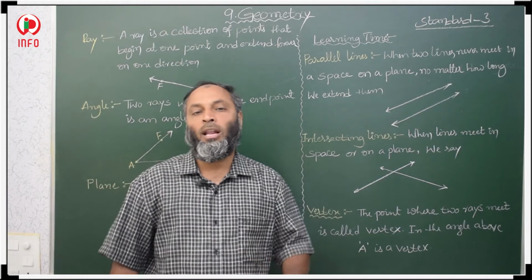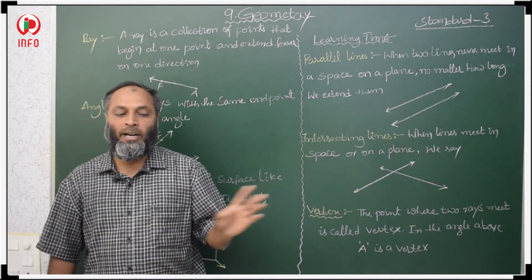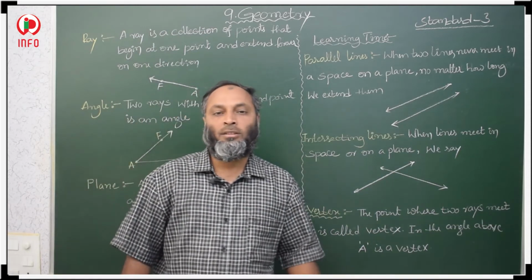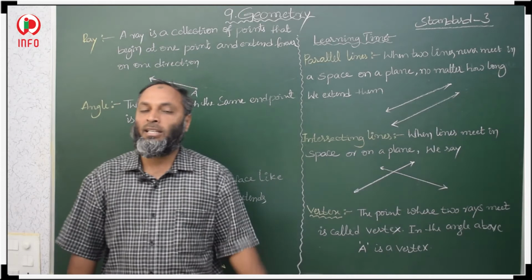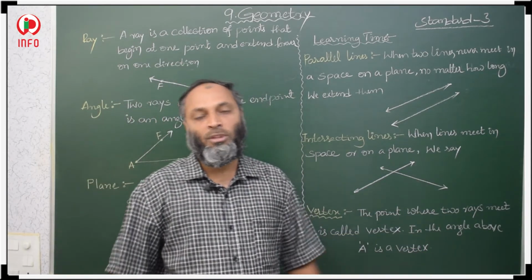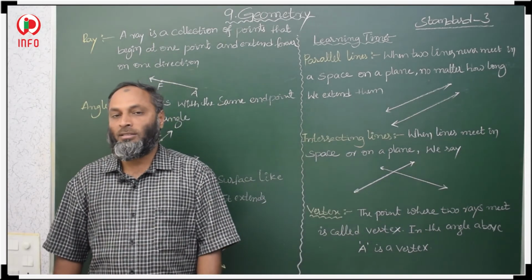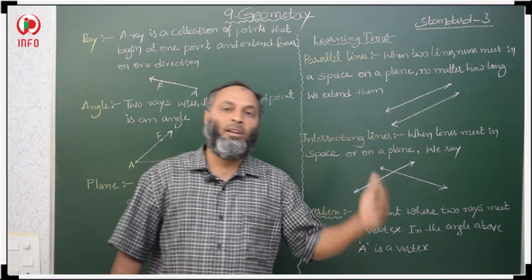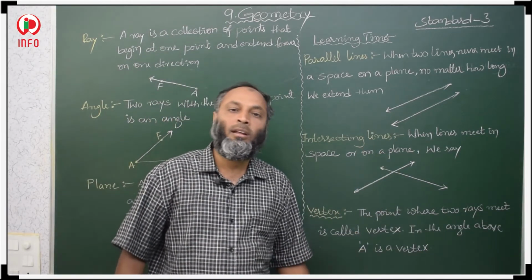Then about a line. A line extends in both directions, on the right side and on the left side. So we have to keep two arrows, one on the right side and the other on the left side. It extends infinitely in both directions, so we cannot measure the length of a line. We discussed how to represent a line.